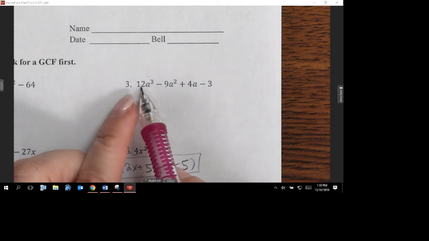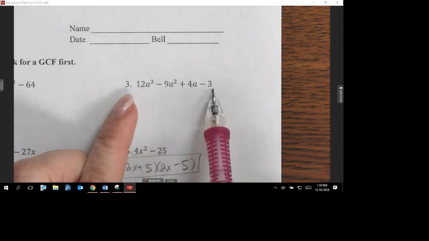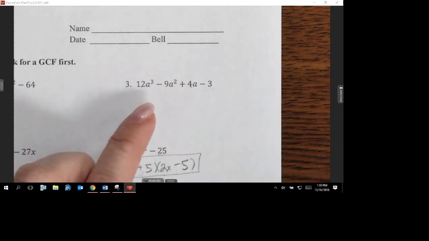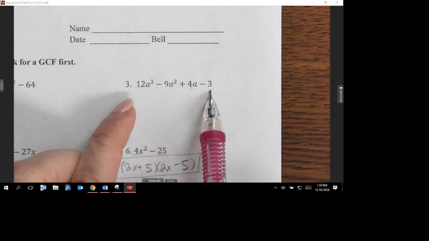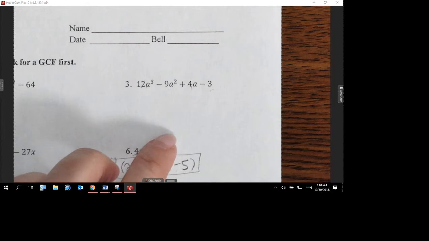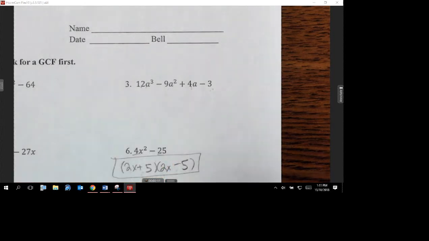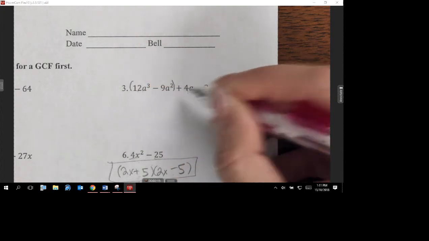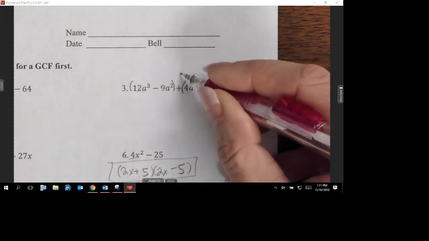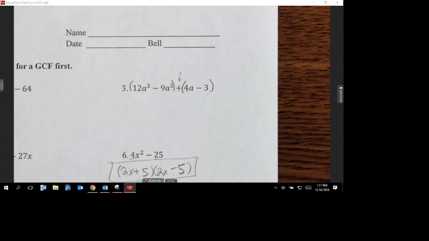So you first look at all the terms. There's 4 terms. Is there any GCF, greatest common factor, in all 4 terms? Okay, so let me skip that. It's 4 terms, so we're going to group them. We're going to group the first 2 terms together and the last 2 terms together. Notice the plus sign in between.